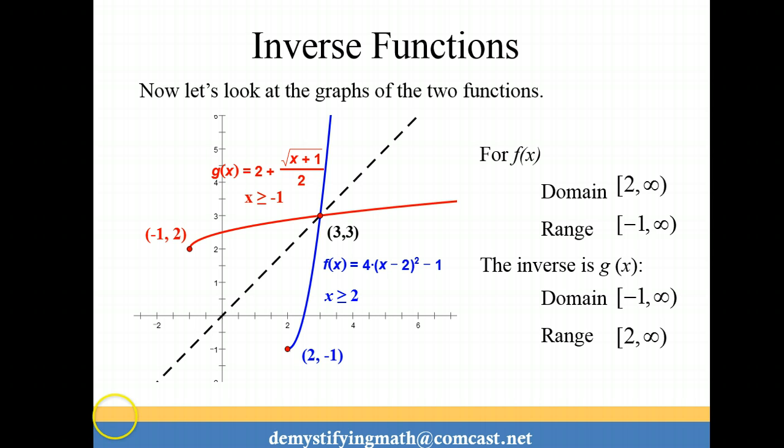Notice if we had kept the entire parabola, it would not be reflections of each other, because you would have part of your graph going up over here. And you wouldn't have anything to reflect over here because it would not be in the domain of the radical. Keep that in mind when you're looking for your inverses.